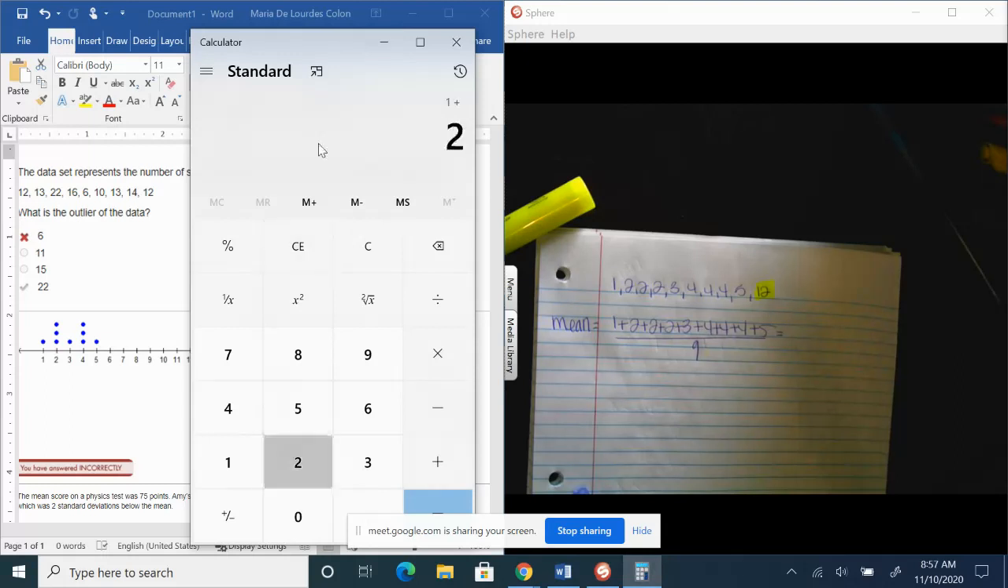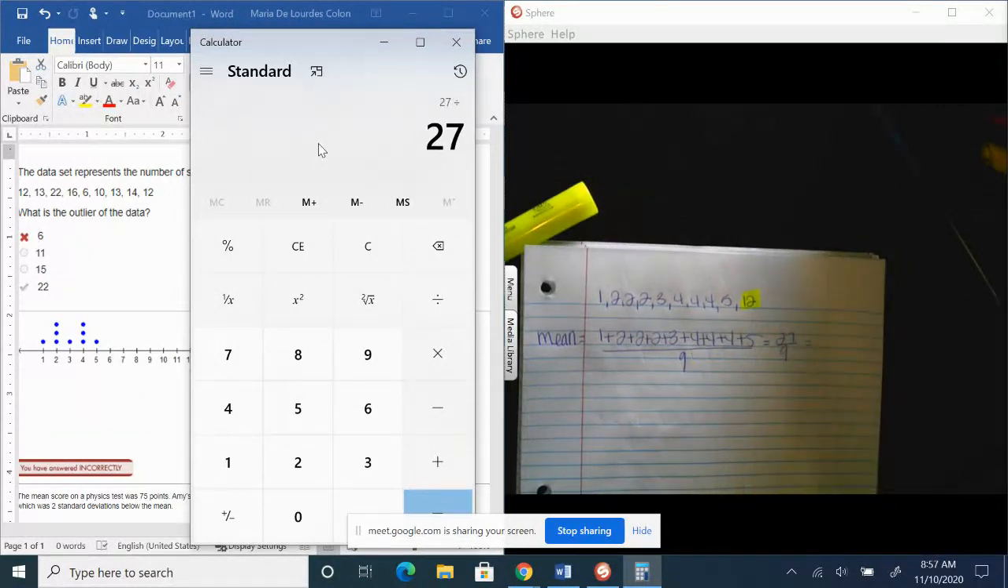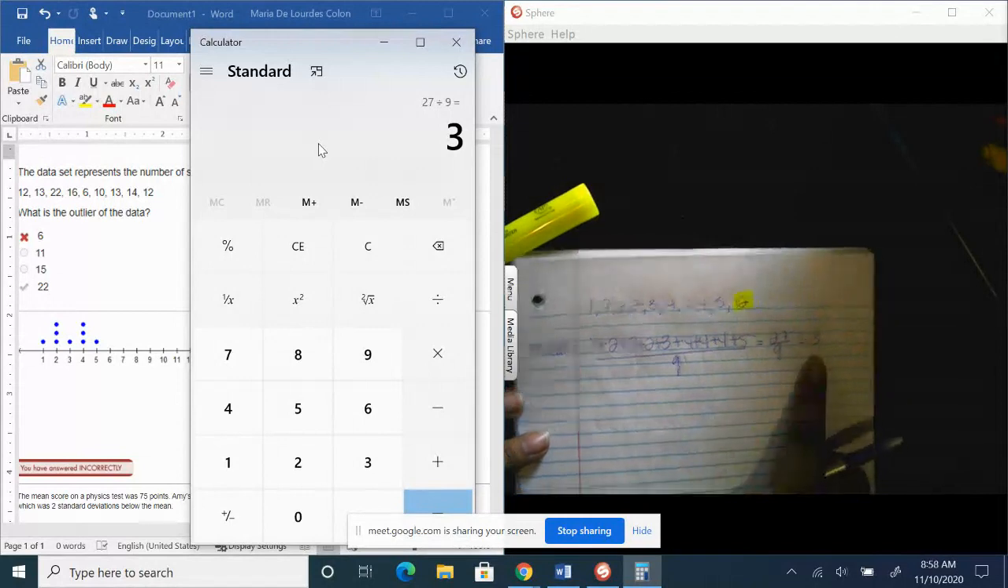So 1 plus 2 plus 2 plus 2, we have three 2s, plus 3 plus 4 plus 4 plus 4 plus 5. So we have 27. 27 divided by 9, if you don't know your multiplication facts, that's 3. So our mean, without including the 12, is 3 as of right now.